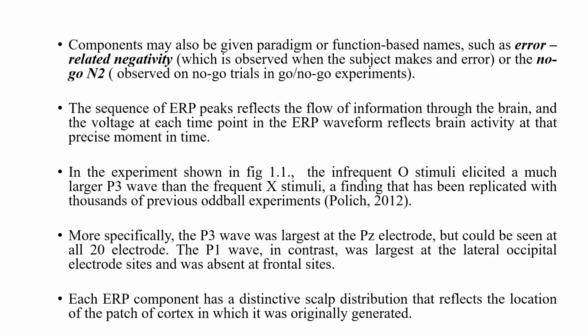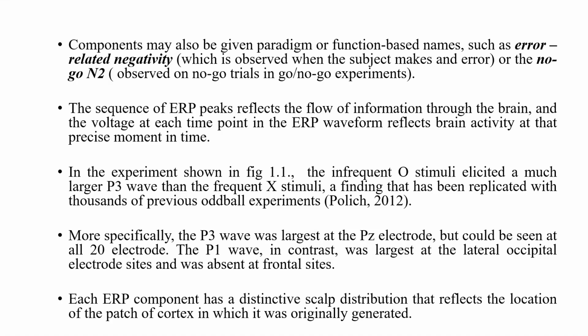The sequence of ERP peaks reflects the flow of information through the brain, the temporality basically. So, how does the brain react first and how does it react second? All of these peaks P1, P2, P3: in chronology, P1 will come first, P2 comes second and P3 comes later. So, the sequence of ERP peaks reflects the flow of information throughout the brain, and the voltage at each time point in the ERP waveform reflects the brain activity that was going on at that precise moment in time.